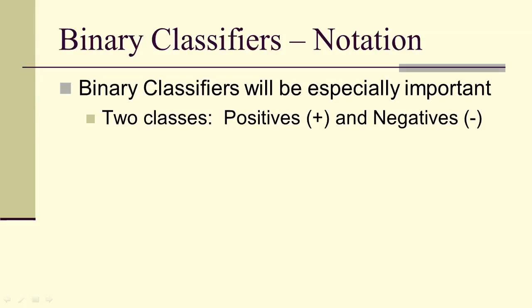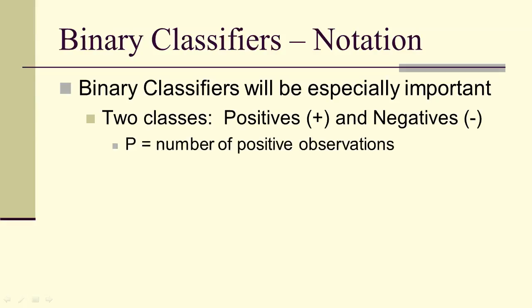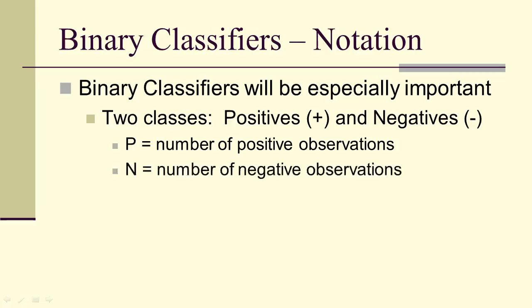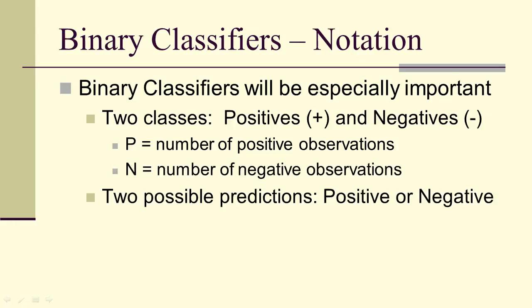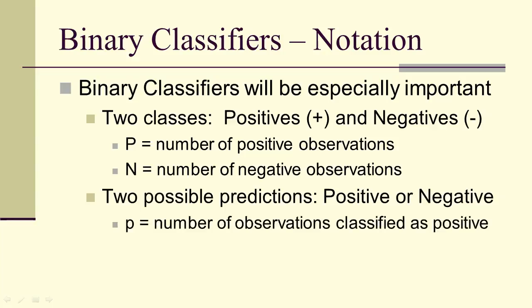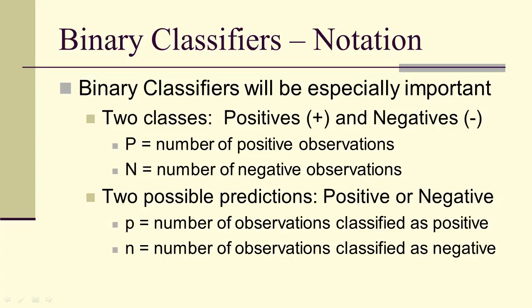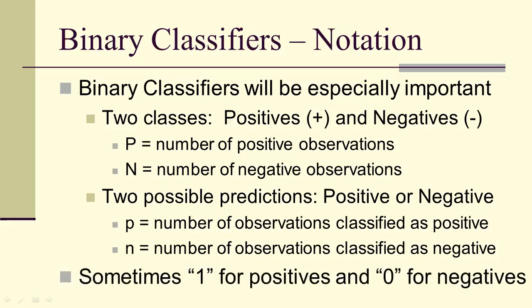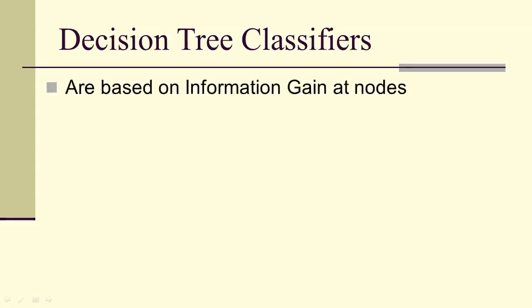Often we'll use this notation, positives and negatives, and we'll have P as the number of positives, N as the number of negatives. We'll have two possible predictions, either positive or negative. Little p is the number of observations classified as positive, little n the number of observations classified as negative. Sometimes we'll use 1 for positives and 0 for negatives. We've already seen that. So decision tree classifiers are based on information gain at the nodes.